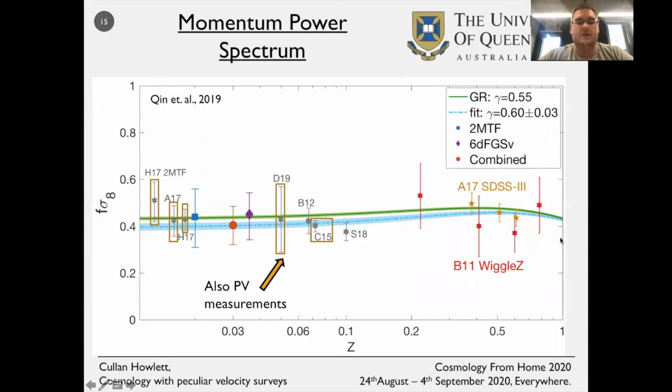An interesting thing to note is that all these measurements in orange are actually also pure velocity measurements, or growth rate measurements obtained from pure velocities. And so at low redshift, the pure velocities are really starting to dominate this landscape.